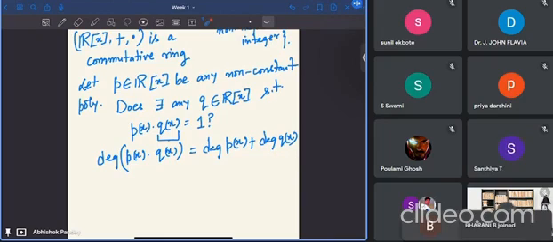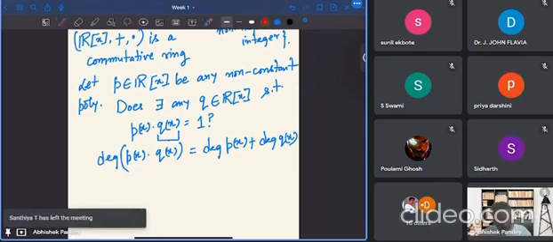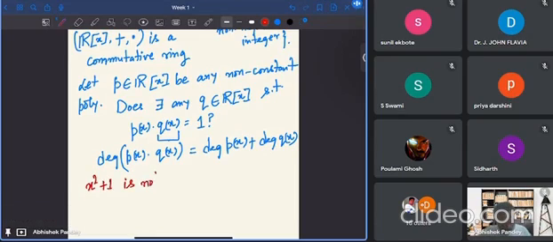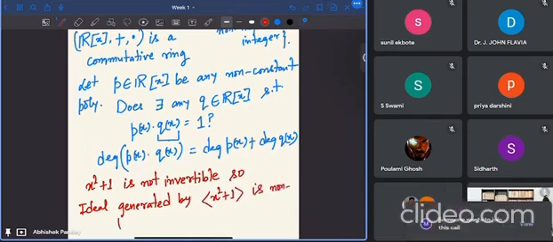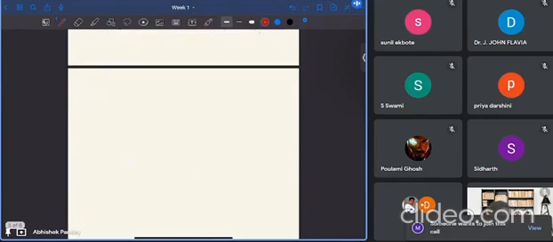In fact, x square plus 1 is not invertible. So now this ideal is non-trivial.